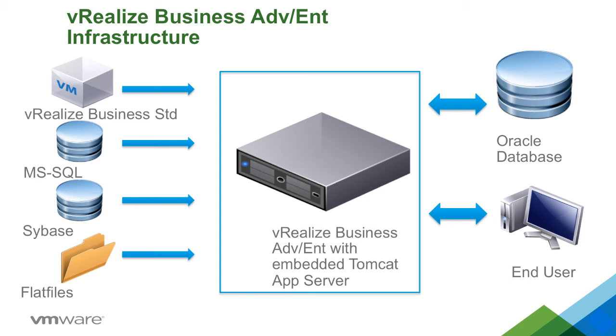vRealize Business Advanced Enterprise consists of a Java application pre-packaged within a Tomcat application server. The data resides in an Oracle database schema, meaning that you first need to install the Oracle database. Since many customers don't want to go to the bother of purchasing and installing the database, and may not have an in-house Oracle DBA, many of our customers' instances are hosted at VMware.